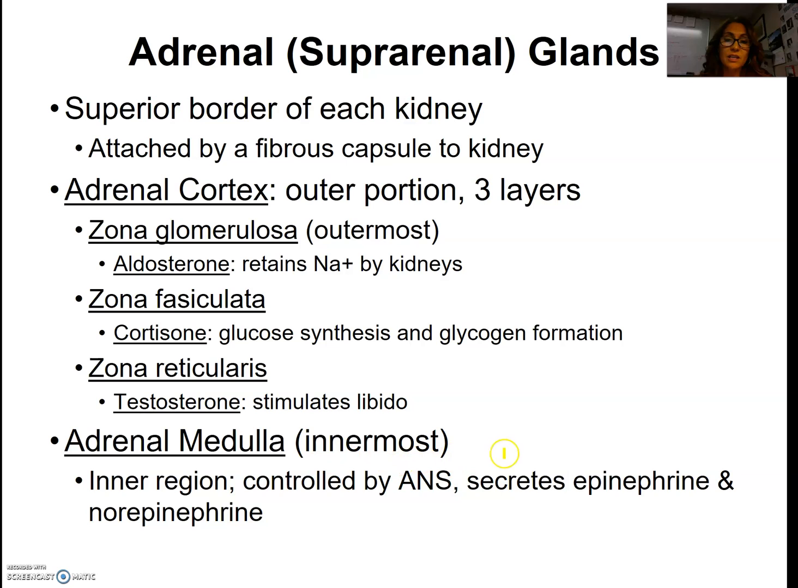The adrenal medulla itself, the inner region, is controlled autonomically, and it makes epinephrine and norepinephrine. Remember, epinephrine's other word is adrenaline, and norepinephrine is noradrenaline. We will pick up in the next video because I'm out of my 15 minutes right now.